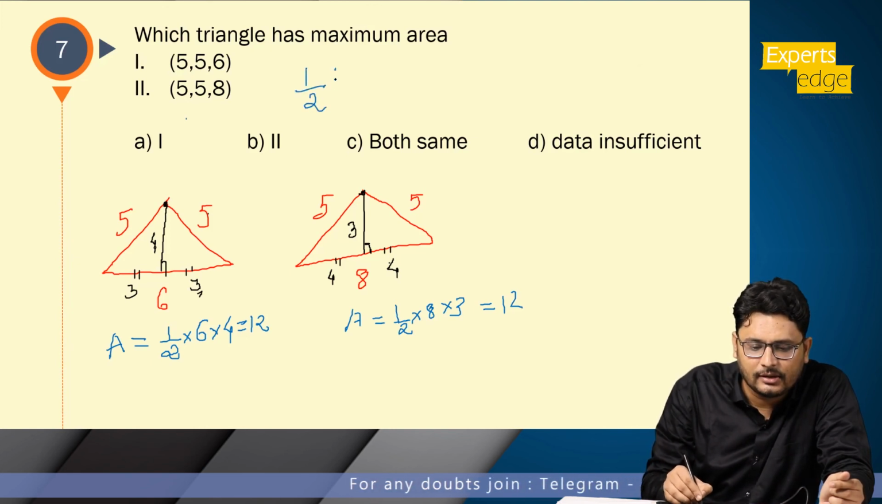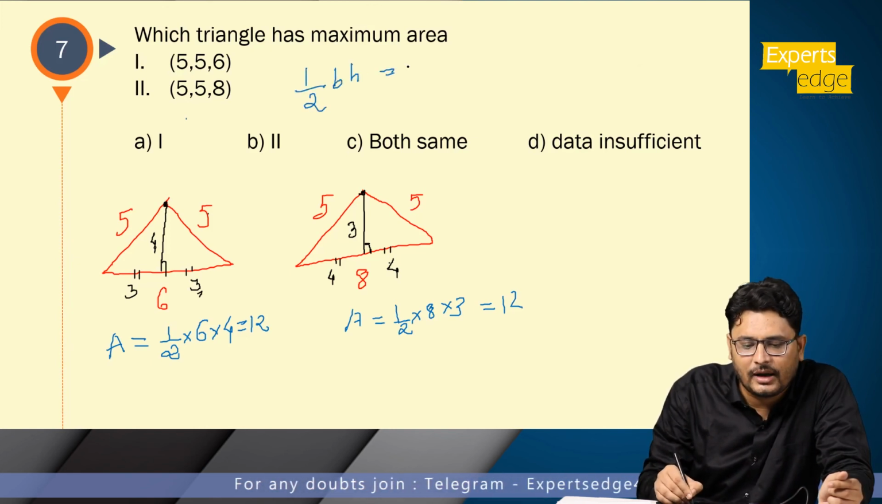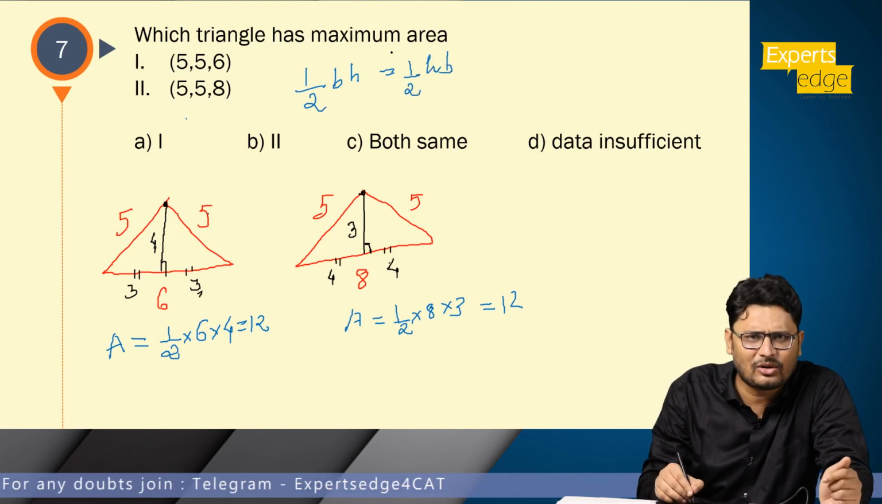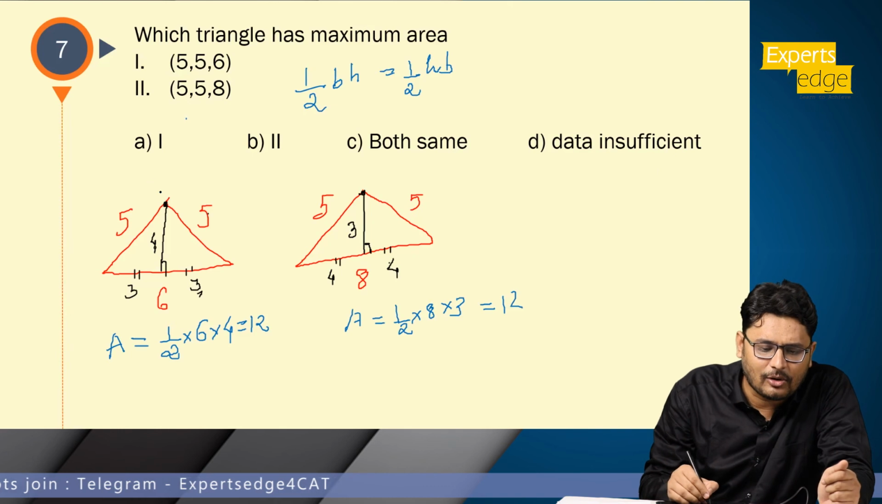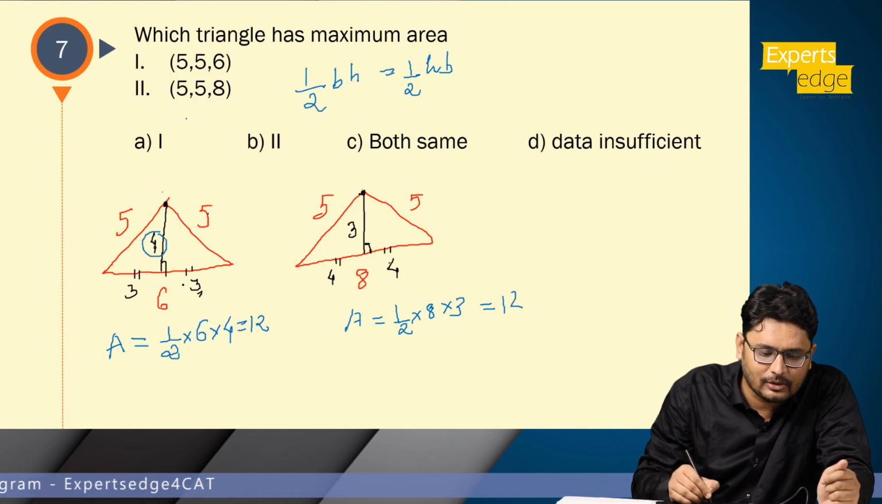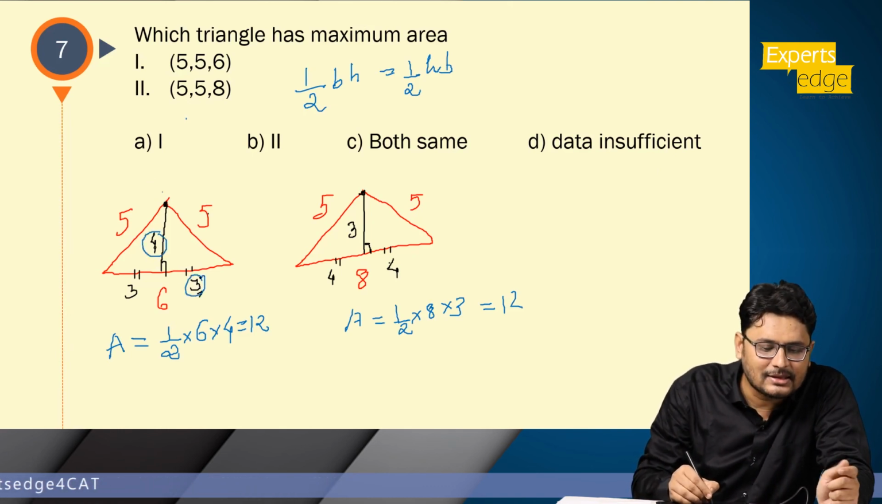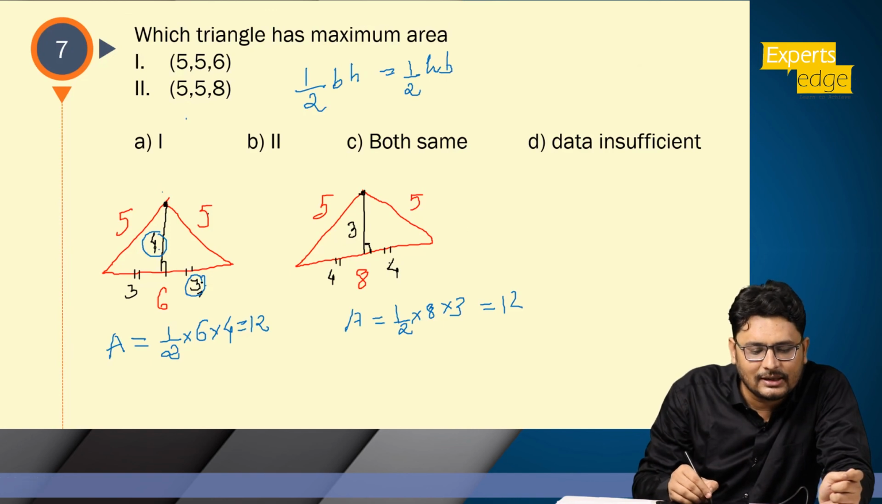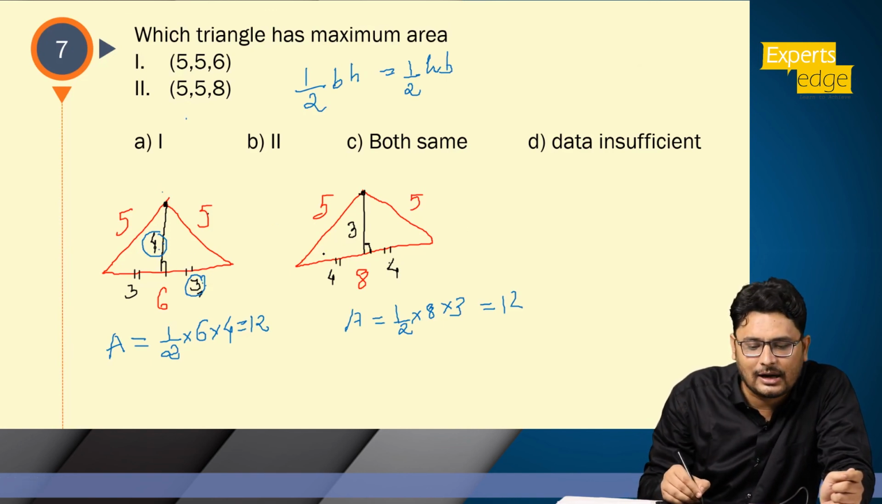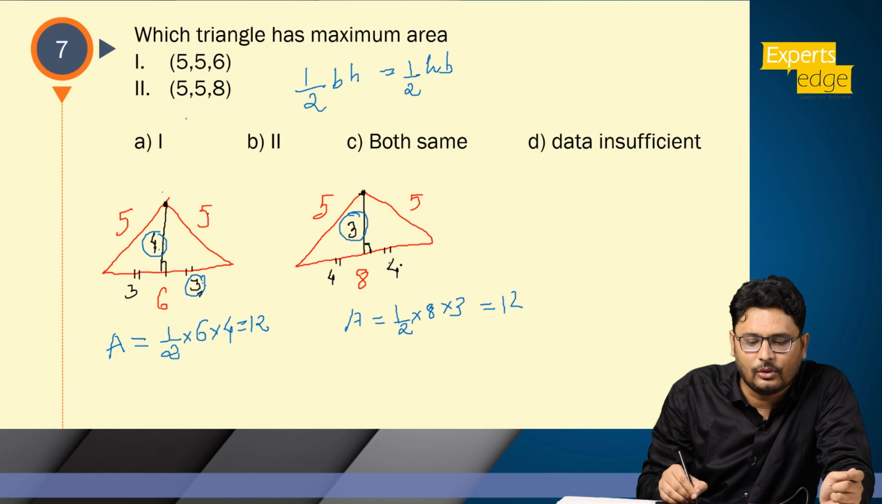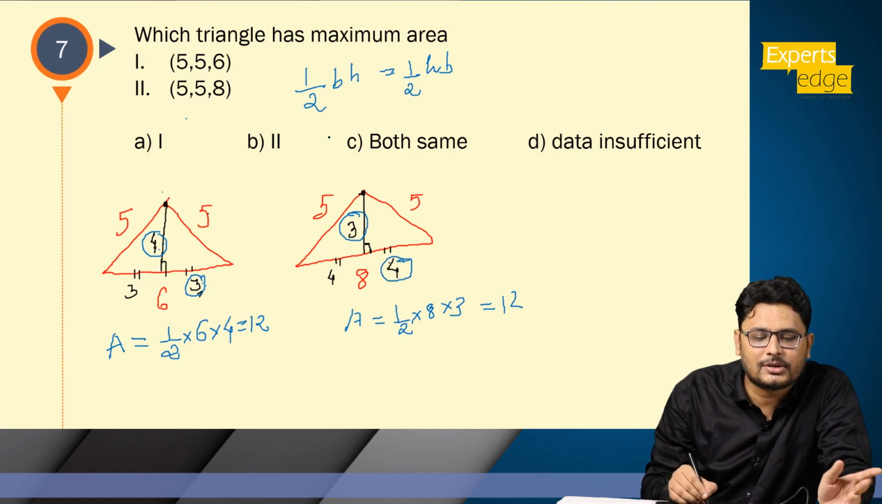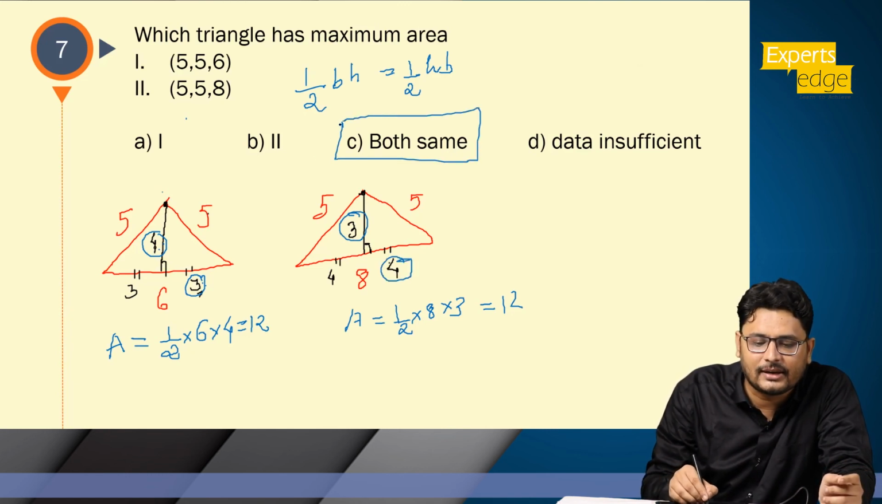If I write half base into height as half height into base, will my answer change? No. I am only changing the order of multiplication. So to keep the area constant, what I'll do? This 4 was the height and the base was 3. I'll just swap them. So I'll bring the 4 here and the 3 here, right? So that is what is happening here. So in this particular question, both of these will have the same area.